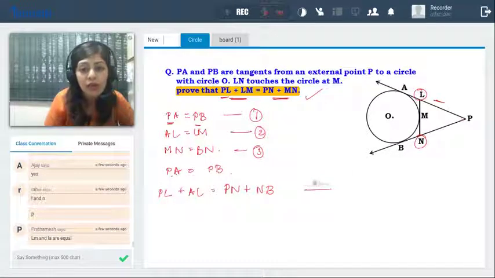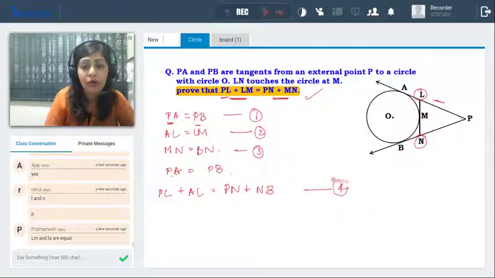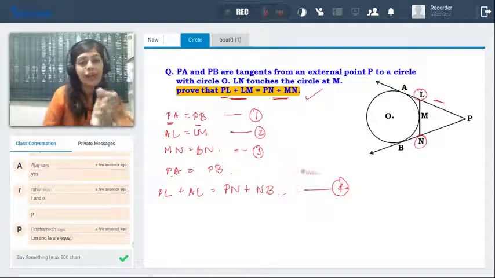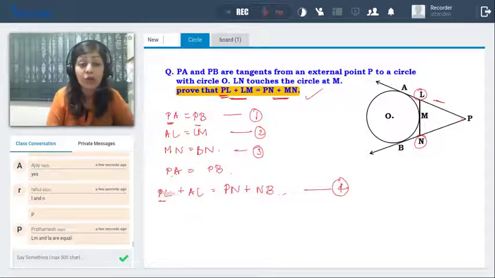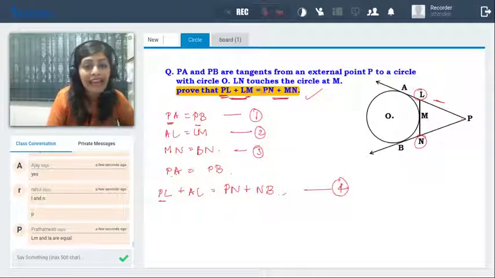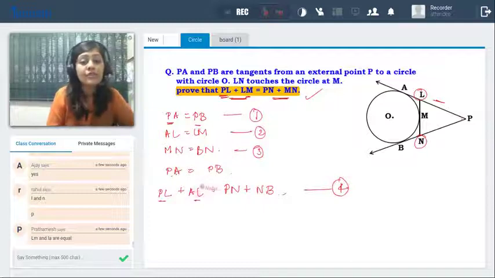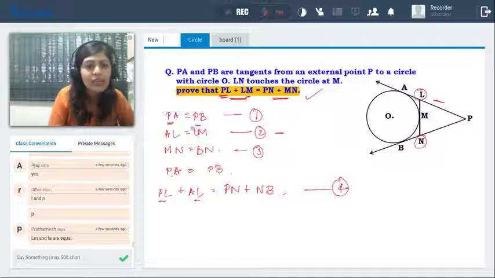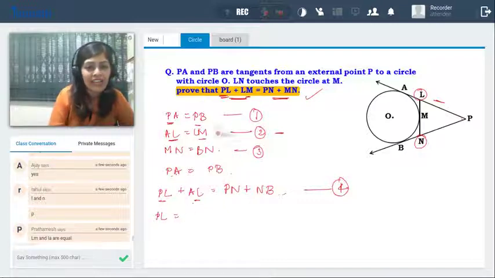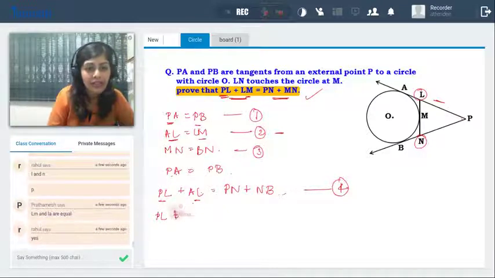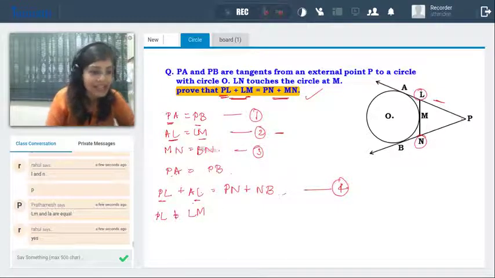Now that we have got one equation, let's call it number 4. Let's look at what we have and what they want. They want PL on LHS, we have it, so we will not touch PL. They want LM and we have AL. Students, can I do something to replace AL with LM? Let's look at 2. Yes, AL is equal to LM, right? So instead of AL, from 2, I can write LM. Yes, instead of AL, I can write LM.